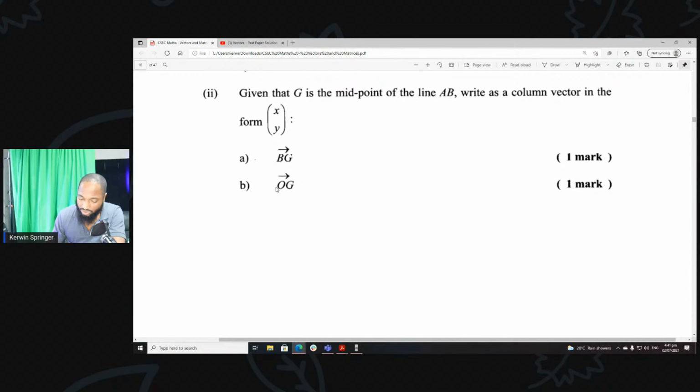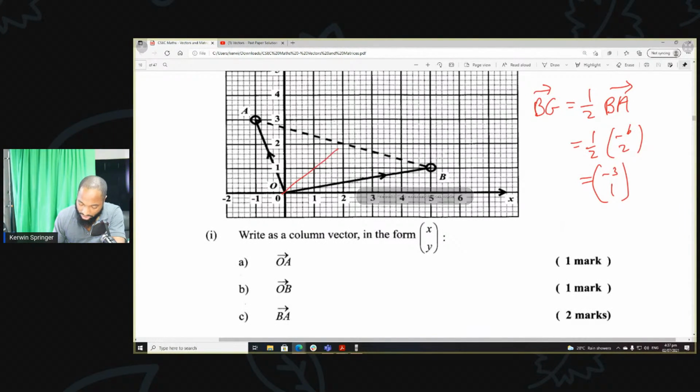And OG, we already found the point 2, 2. So if we already found what G is, OG is just that, 2, 2. All right, so we ended on the easy one and we started on the hardest one.